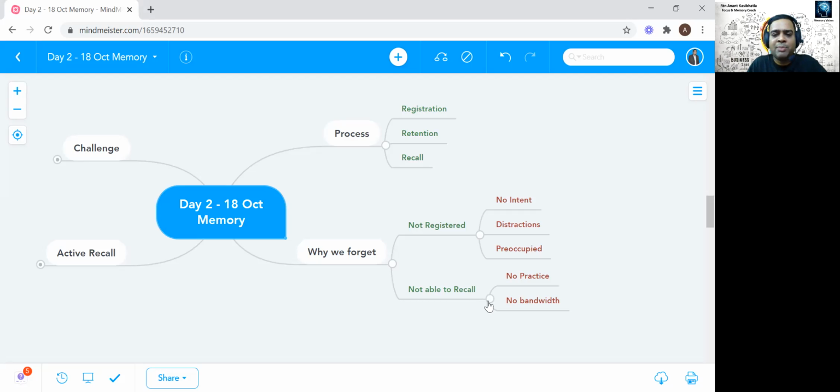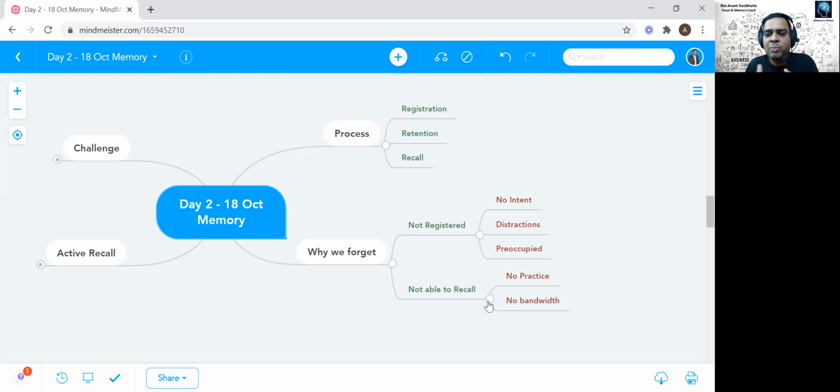When somebody does something which is less or zero, the result will also be less or zero. As simple as that. So people don't have a practice in recall. The second one I want to talk about is no bandwidth. No bandwidth is basically no capacity to recall because the resources are not enough.